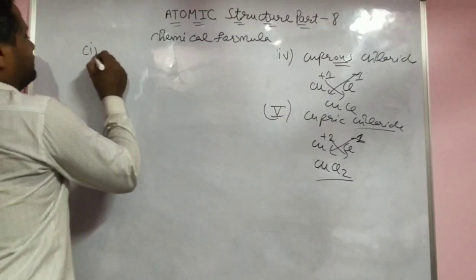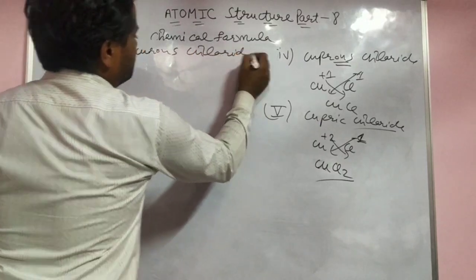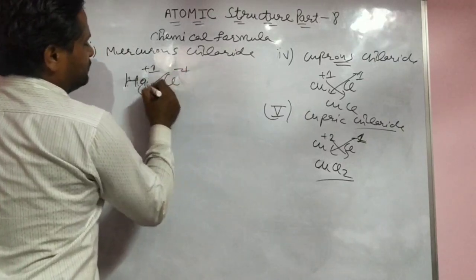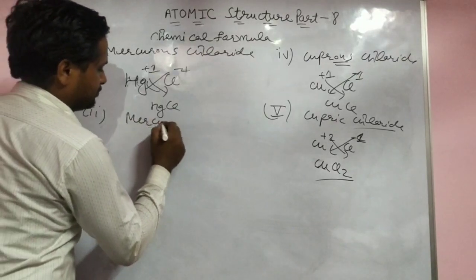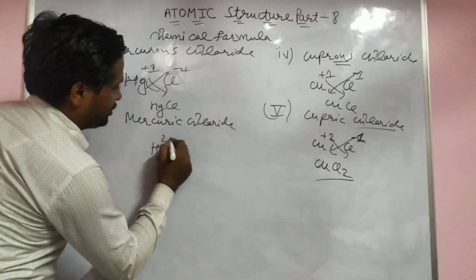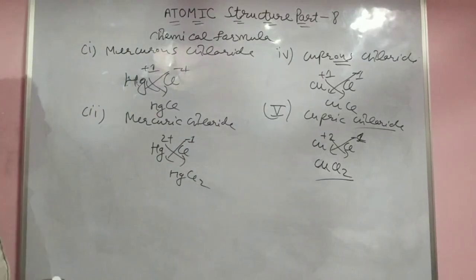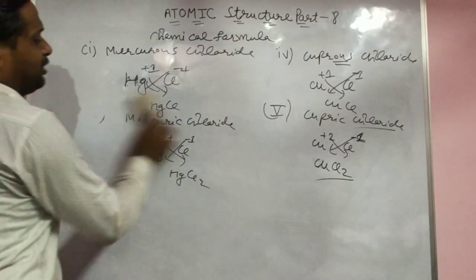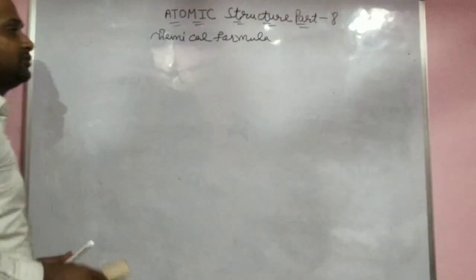Yes, mercurous chloride. Hg 1 positive. Then mercuric chloride: Hg 2 positive, chlorine 1 negative. Very easy. HgCl2. If you want to form another chloride, you are able to form these chlorides very easily. Now if you want to try to make them with a divalent sulfide.